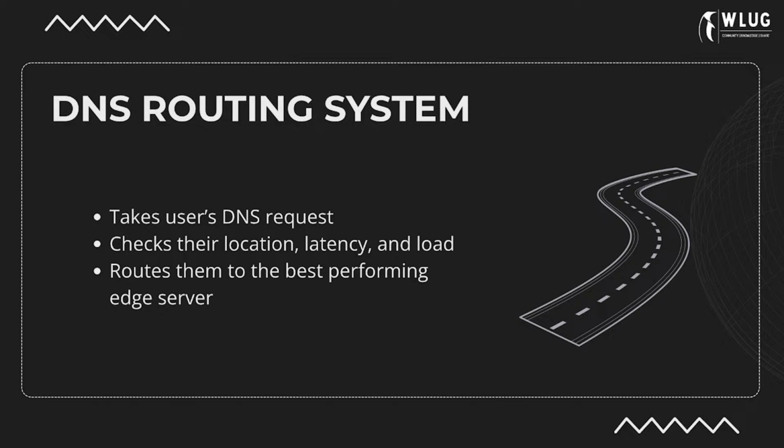Okay, so let's see how this system works. The routing system is basically used to connect your request to the best possible edge server. It's not compulsory that the nearest edge server is always going to be your best performing edge server. Now, why so? This depends on various parameters like load on the server, the latency, and location.